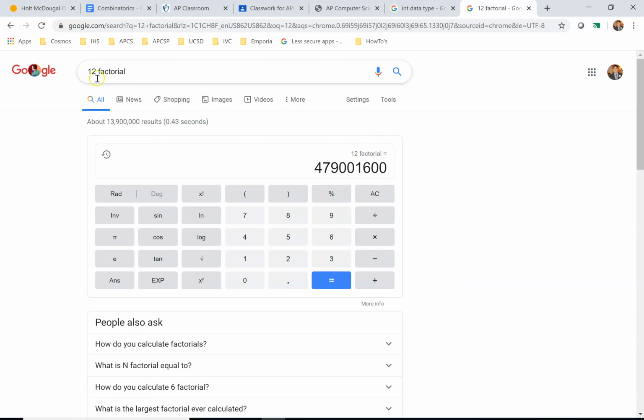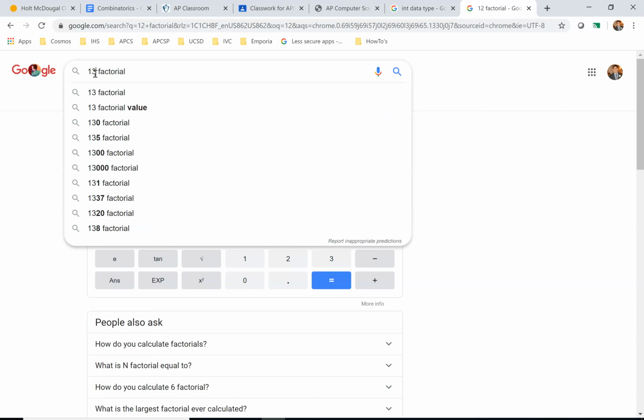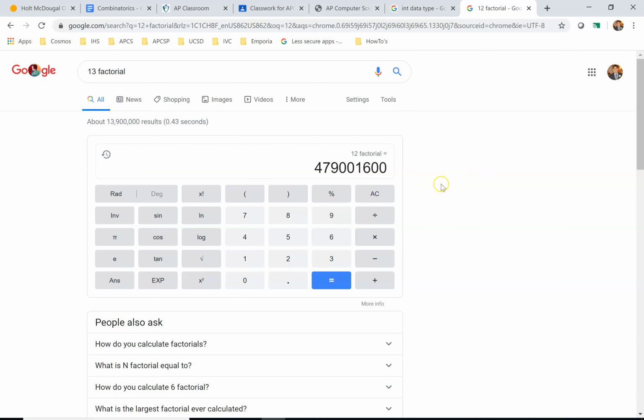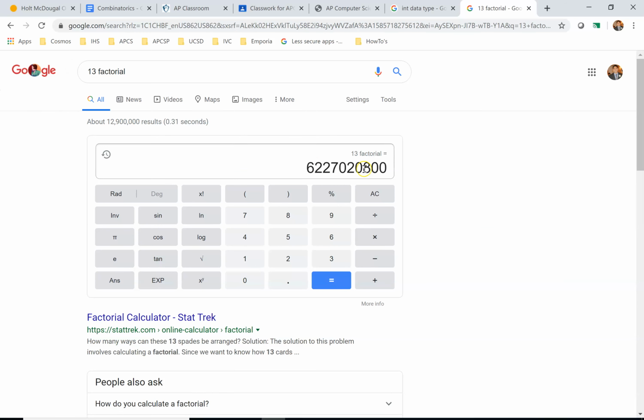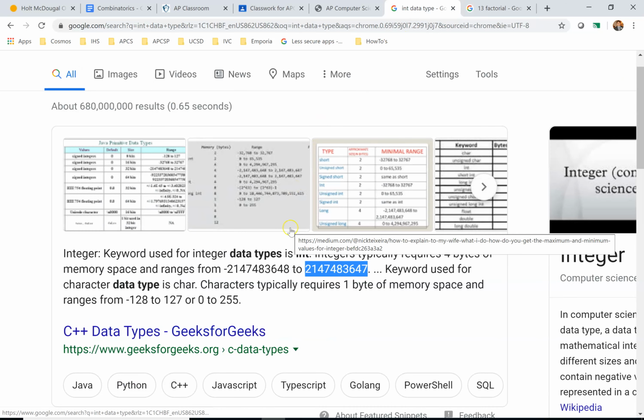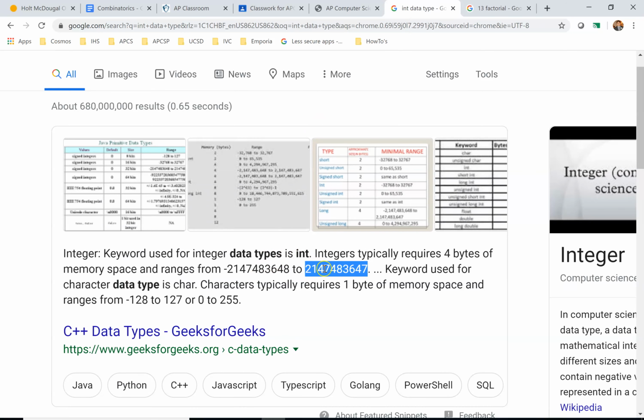But now if I look up 13 factorial, I gotta press enter here. Now the number is bigger than the 2.1 billion. It is 6.2 billion. And so this number, 13 factorial, would exceed the storage capacity for a data type int. It's bigger than 2.1 billion.